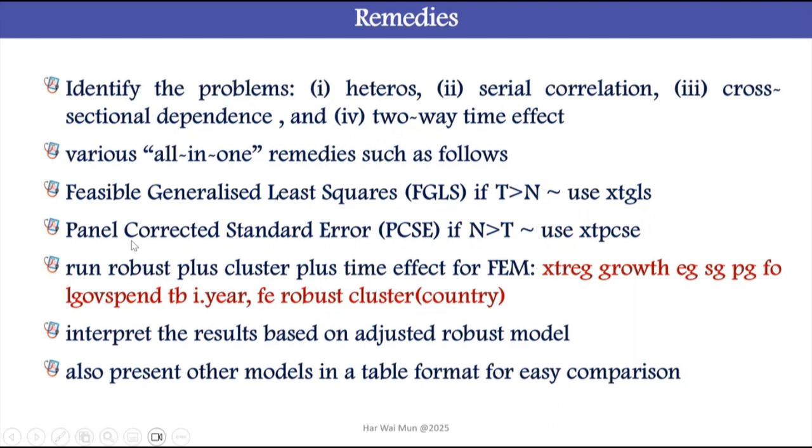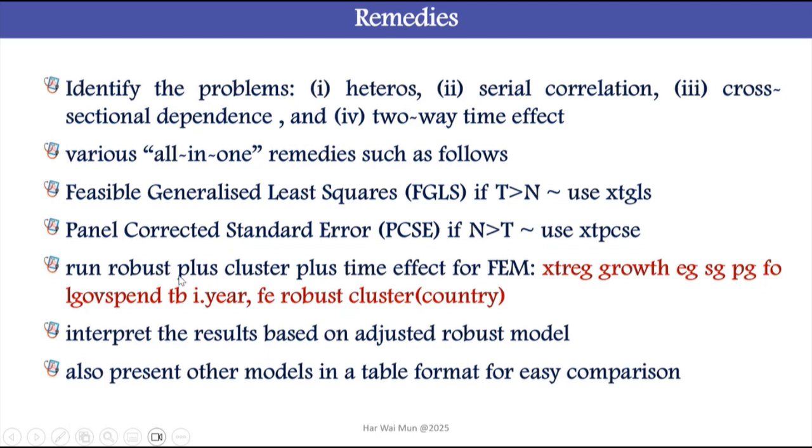Or you use panel corrected standard errors. In this case, you use the command XTPCSE, but some of these remedies or methods require you to fulfill certain conditions. For example, if you want to run the FGLS, T must be more than N, because GLS is more like a time series, so your T must be large. Otherwise it will not be so appropriate. For panel corrected standard errors, your N must be more than T. So it depends on which one fits you.